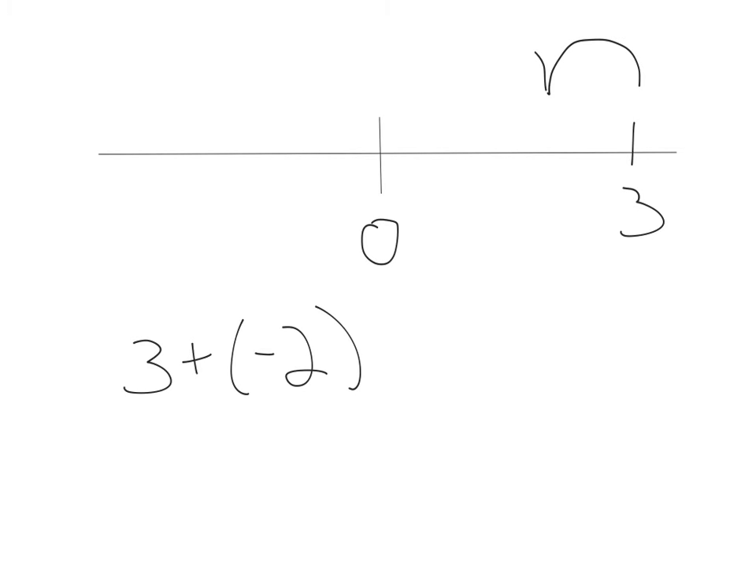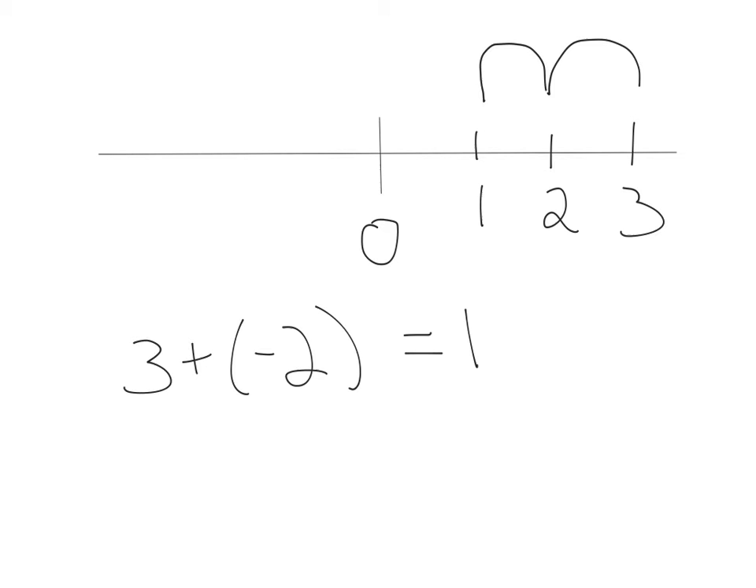So here we have another number line. And let's say we're talking about 3 plus a -2. So we mark 3 on the number line. And if we're adding -2 to 3, what we do is we move 2 in the direction of the negatives. So we move 1, 2. This would be 2. This would be 1. So 3 plus -2 is 1.